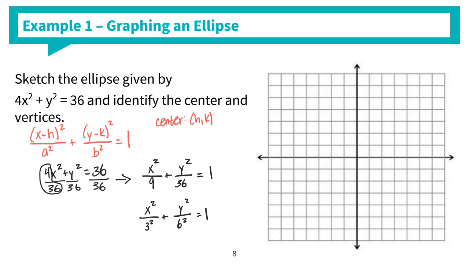So because it appears as if there's no h and k value, our center is actually (0, 0), the origin. So I'm going to go ahead and plot that point.